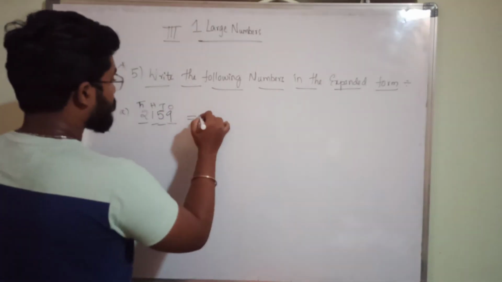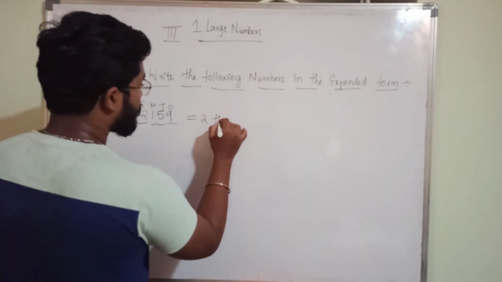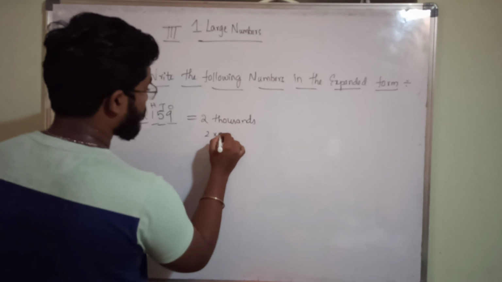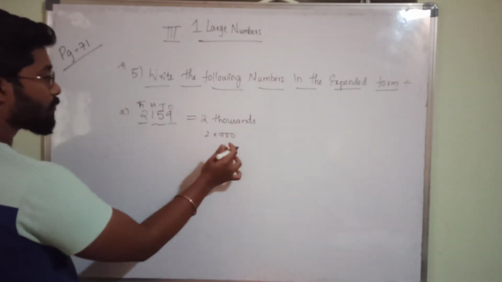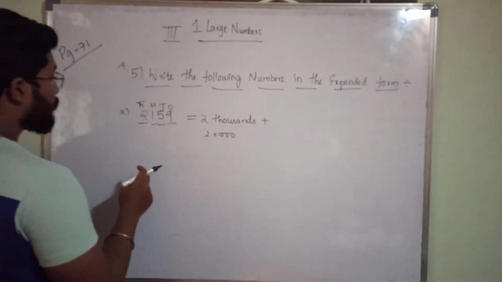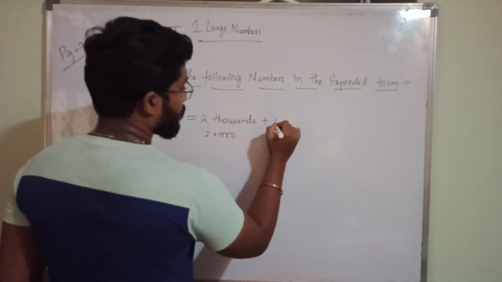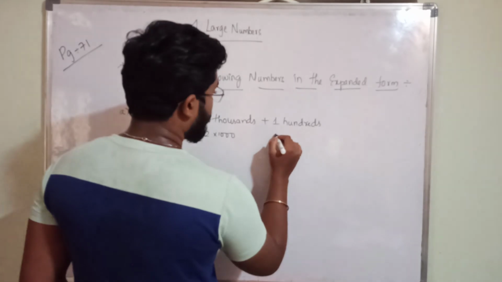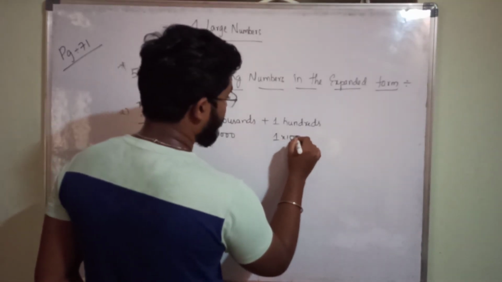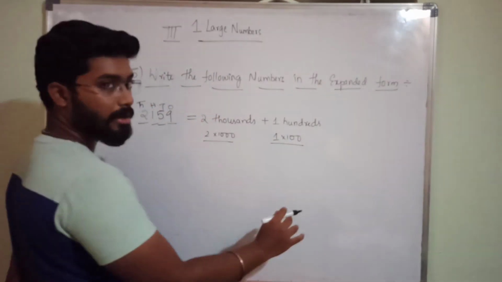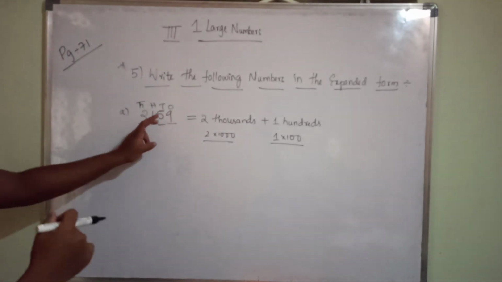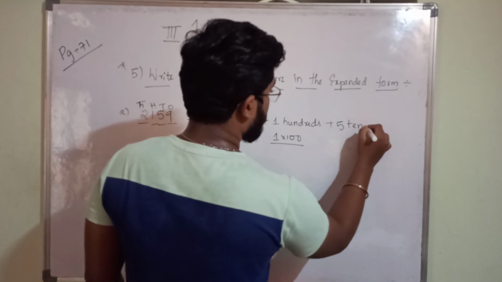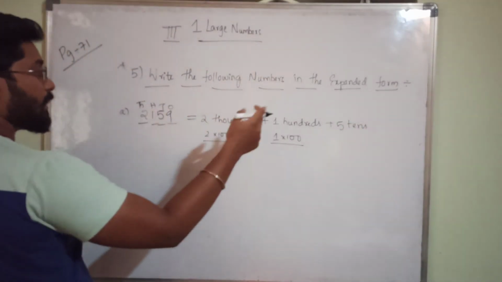Okay. So 2 thousands means here 2 into 1000. Plus 1 hundreds. This is called the expanded form. Okay. Means 1 into 100. For your understanding only I am writing this down. This is 5 tens. 5 in tens place. 5 tens.